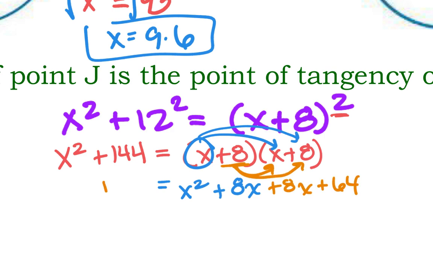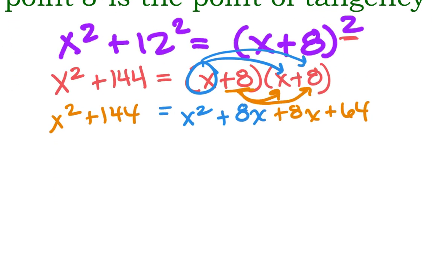Now, had you set up your equation with 8 plus x, then your numbers would just be in reverse. It would be 64 plus 8x plus 8x plus x squared, which is fine. All right, now we're going to combine like terms. What like terms do I have on the right side? The 8x. 8 plus 8 is 16. All right, we're just simplifying it. All I'm doing is cleaning it up.